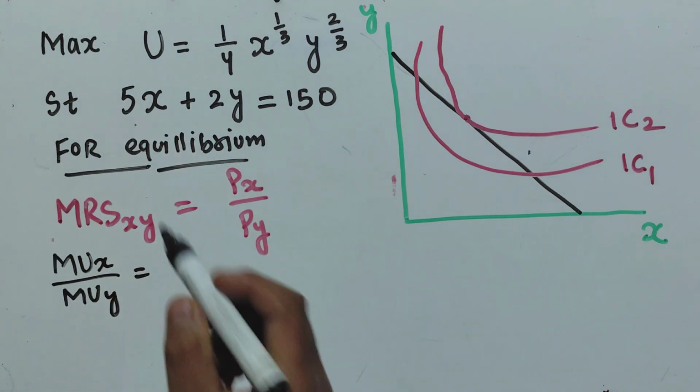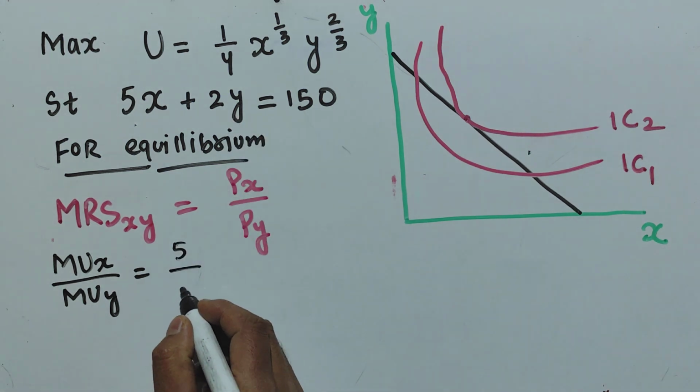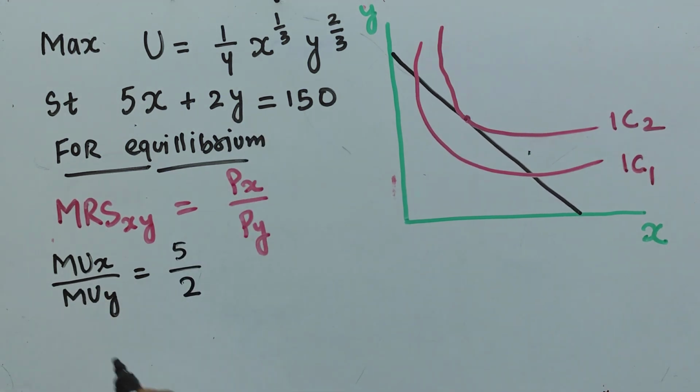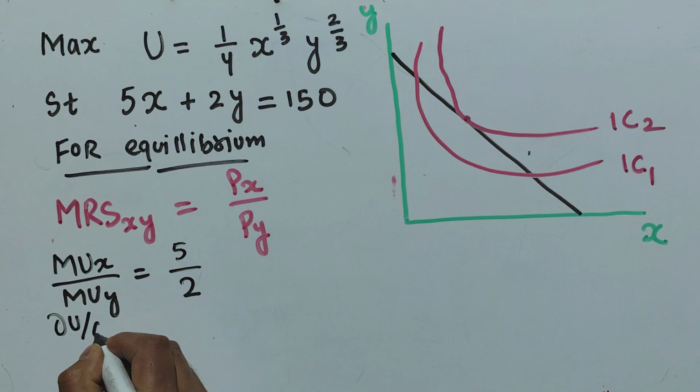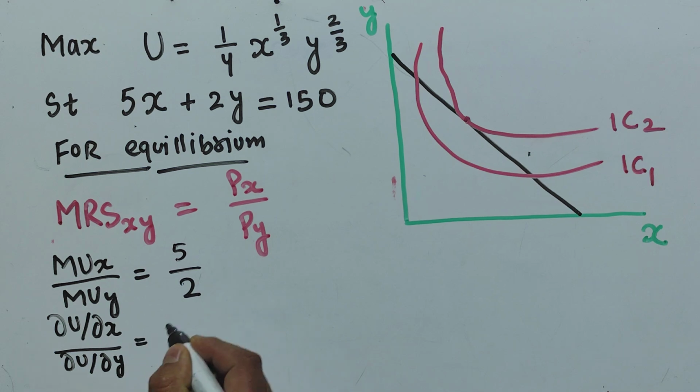Price of good x is 5, so let's write it here, 5 upon the price of good y, which is 2 here. So MUx means marginal utility of good x. It is simply the change in the utility due to the change in the consumption of good x, divided by the marginal utility of good y, meaning the change in the utility due to the consumption of good y. And it should be equal to the ratio of the prices, 5 upon 2.